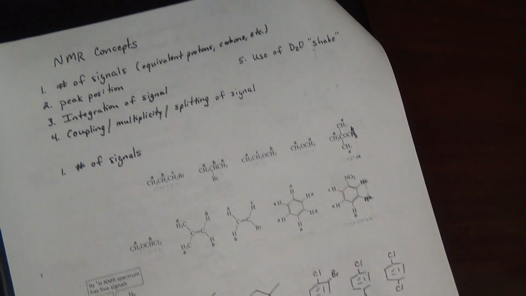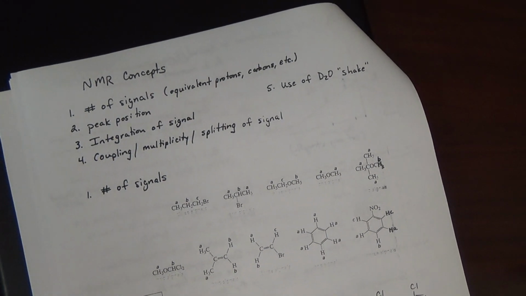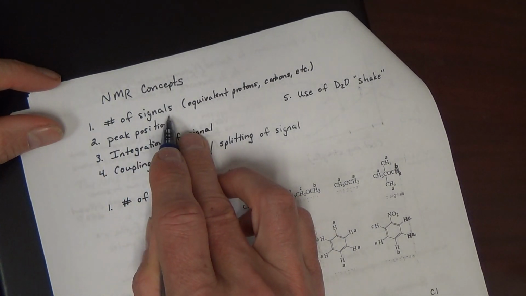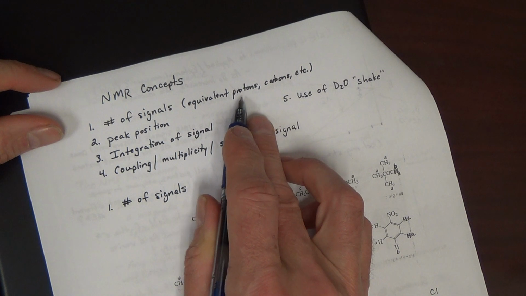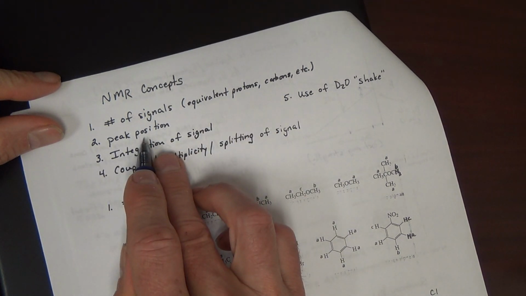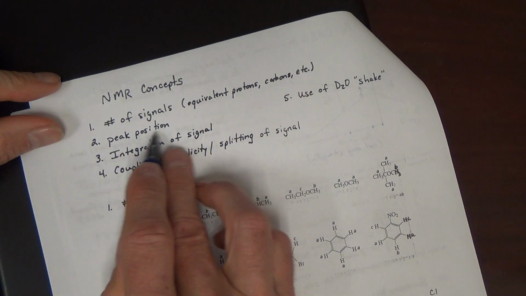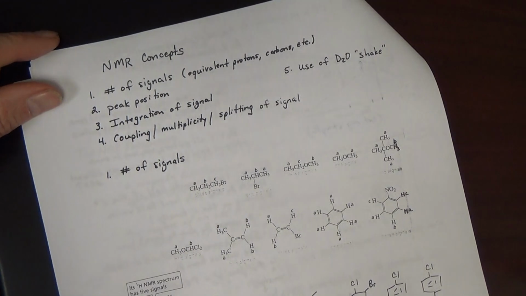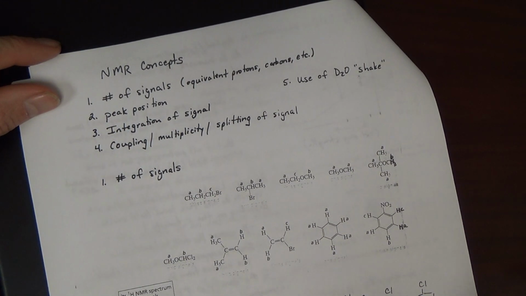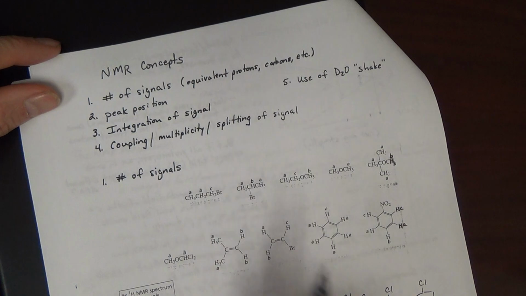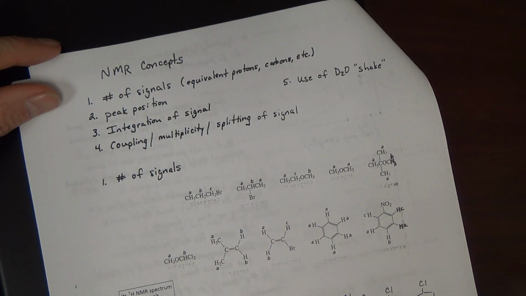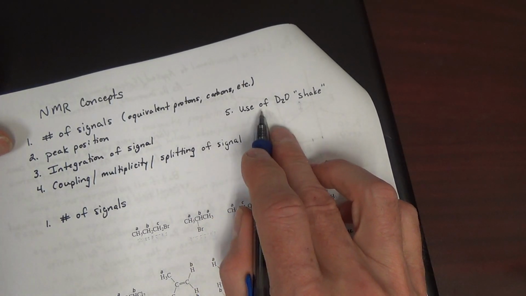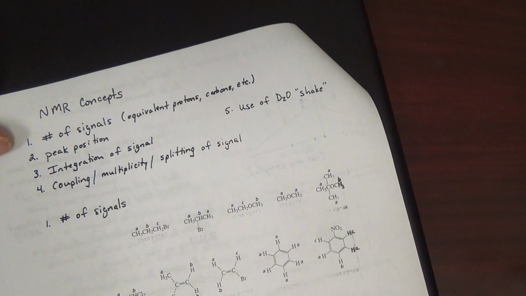But as we move forward, we'll be looking at more exact practical concepts, and these will include looking at number of signals. We'll do some practice there. We'll look at peak positioning. Where do we expect different peaks? We did a lot of that with IR. We'll look at integration of our signals. We'll look at the splitting of the signals. And then number 5, the sort of miscellaneous concept is the D2O shake. Okay?